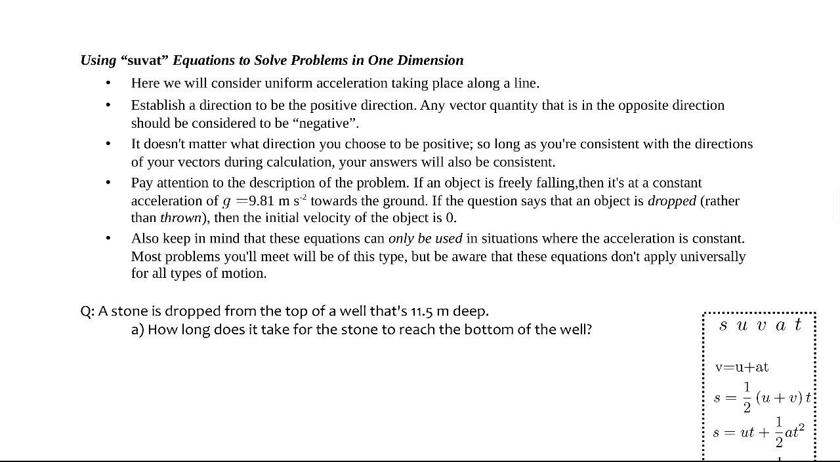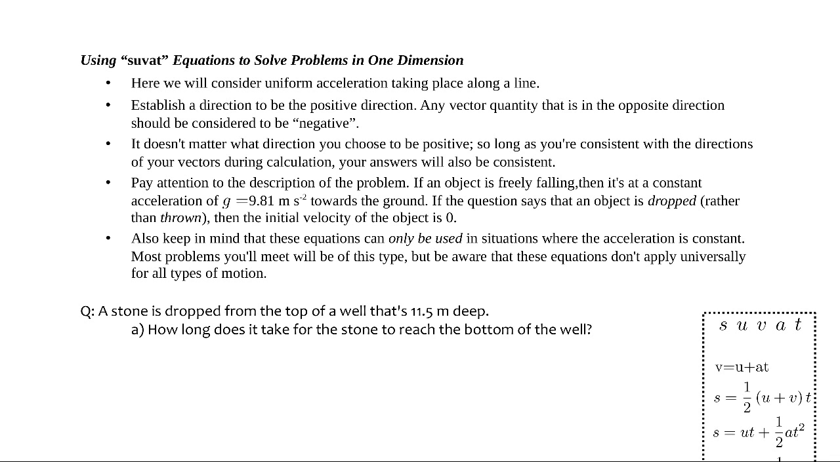To use these equations in problems, first of all we'll consider cases where objects move in one dimension. So that means they're moving in a straight line. They can go up, they can go down, they can go left or right or diagonally or whatever it is, but they move along the same line. If the motion is not along the same line, the process is a bit more complicated, but we'll be dealing with those things at a later time. So we look at using these suvat equations to solve problems in one dimension.